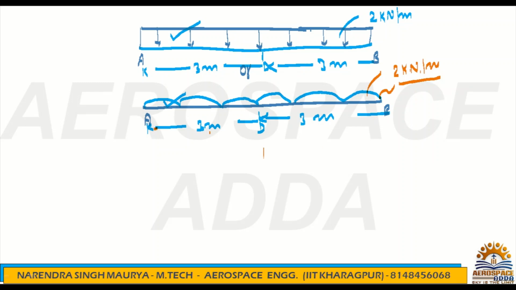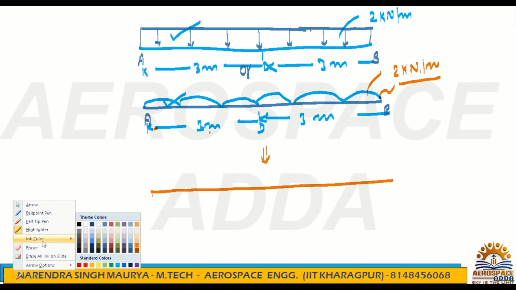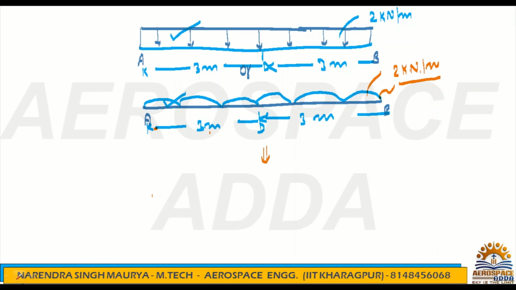Now you want to convert this UDL into point load, because if it is UDL only, you cannot go directly for the calculation, because it is spread along the length. Once it is spread along the length, how to calculate the moment? Because moment you have to take at one particular point, and with concentrated load only you have to write the moment, right? With UDL it is not possible to take moment. This is A and this is B. Now you are converting this UDL into point load.